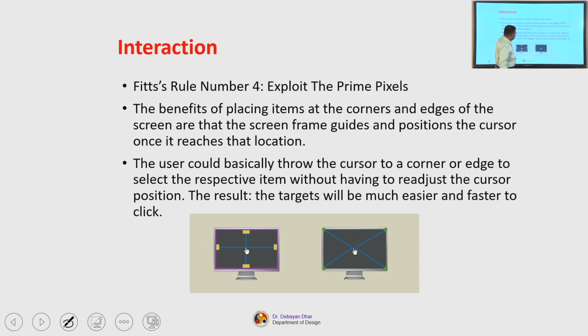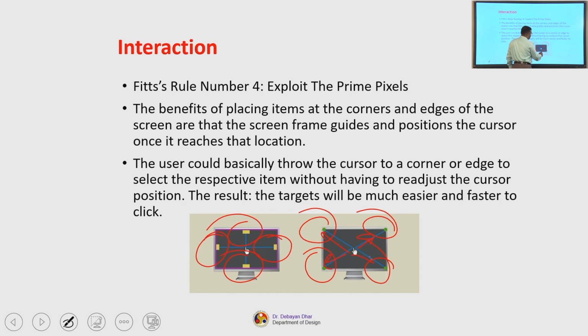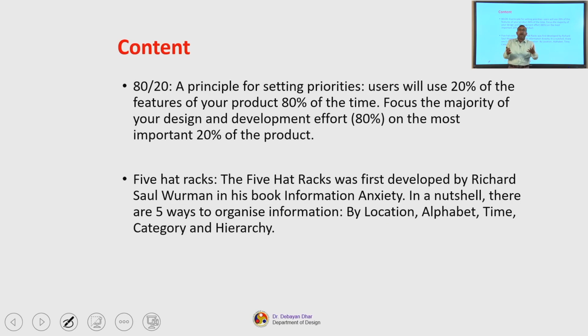So, if you place your information in these positions, these are faster to access. The user can just throw the cursor without actually dragging it to that particular position. So, important features can be put across those areas. So, these are some of the principles of interaction, which are related to what we call cognition and perception, that we have discussed here. The next part is on content.